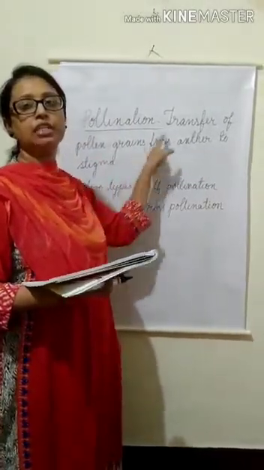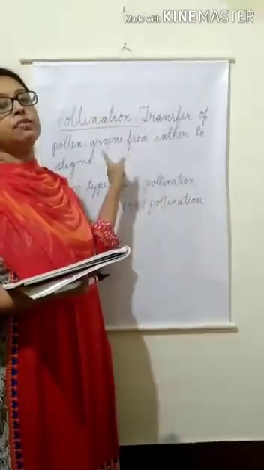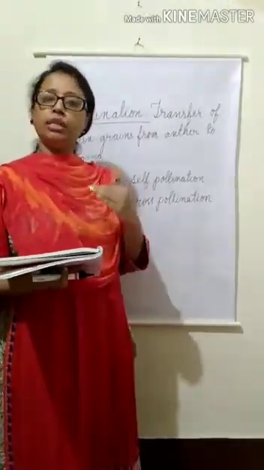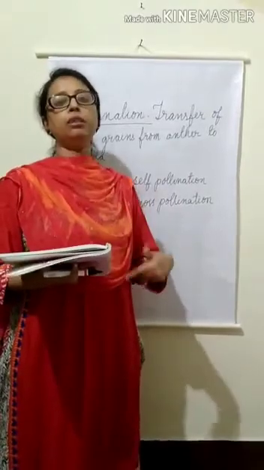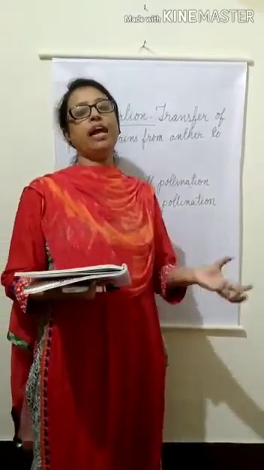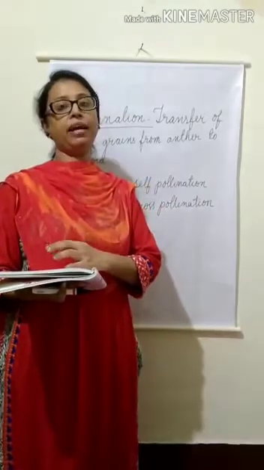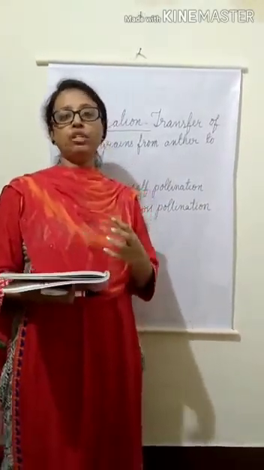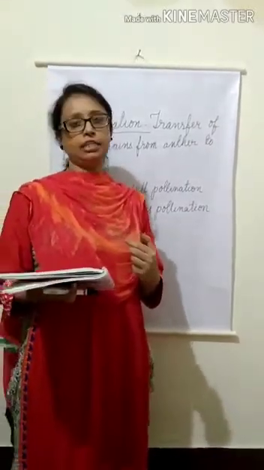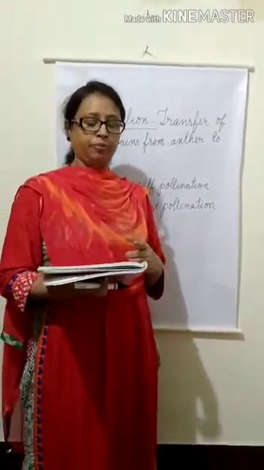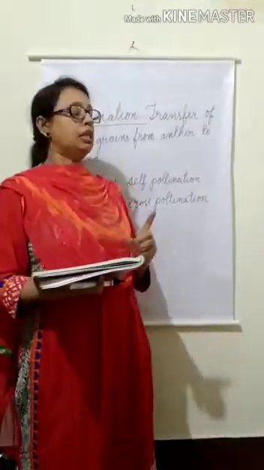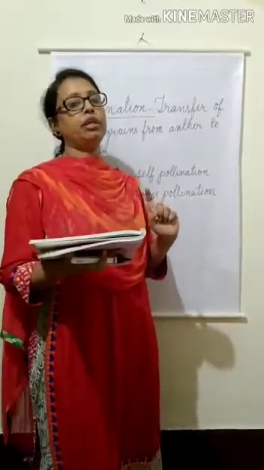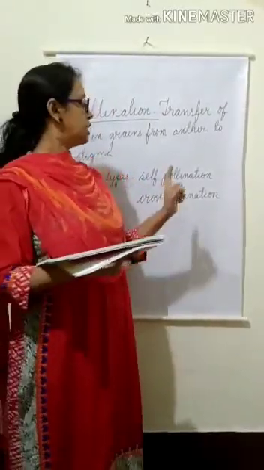It is the process of transferring the pollen grains from anther to stigma. Pollen grains are transferred within the plant itself or from one plant to another also, by agents like wind, water, birds and insects. There are two types of pollination: self-pollination and cross-pollination.